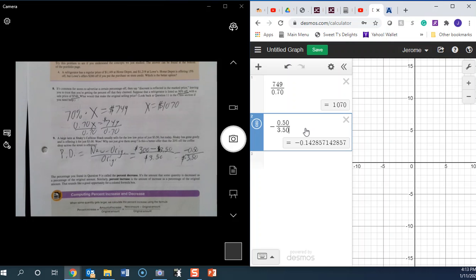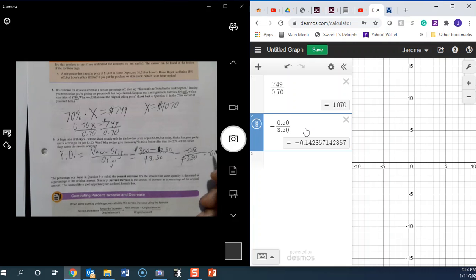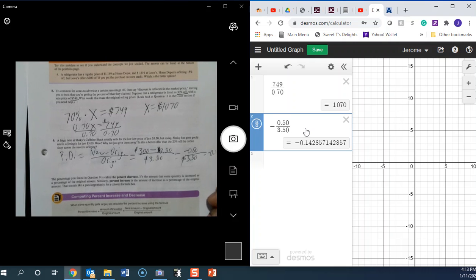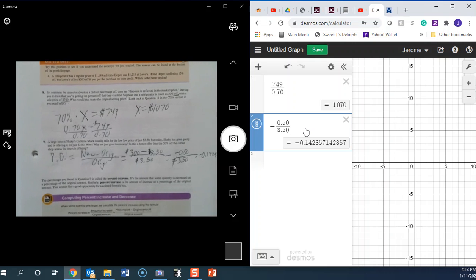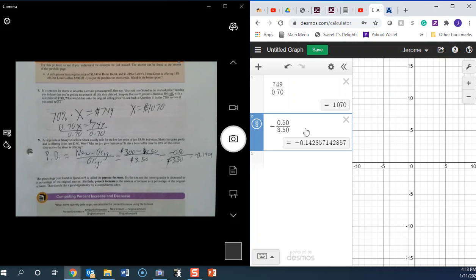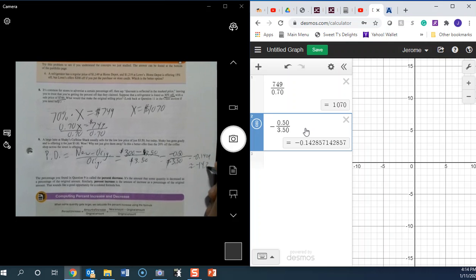So if we round this, let's say we rounded this to 4 decimal places, it would give us a negative 0.1429. Okay, so now this only equates to, just forget about the negative sign because it's negative because the price is going down. But this only equates to a little over 14%. So let me approximate that. That'll be a little over a 14% discount.